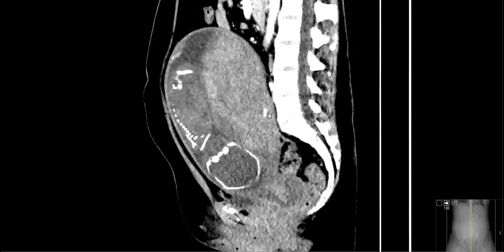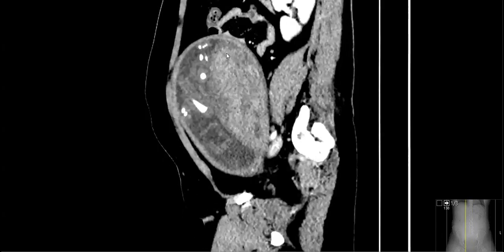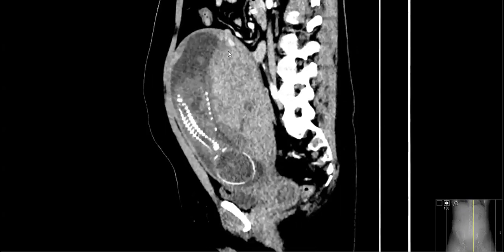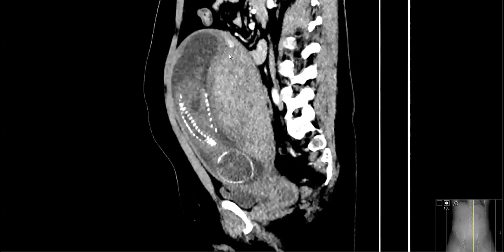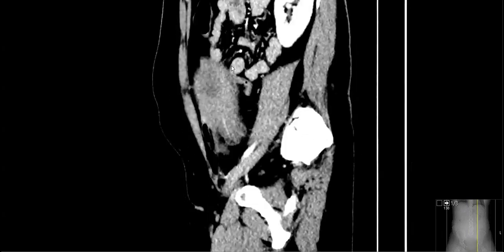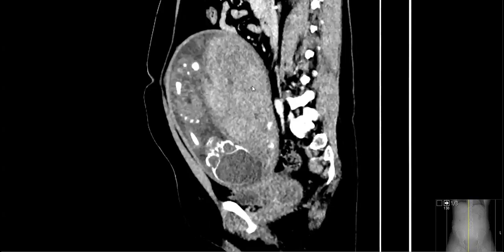And then there's this pooling of blood here with contrast extravasation. And in the top part of the placenta here, we see there's this pooling of blood between the interface of the placenta and the posterior wall of the uterus, consistent with active bleeding within the placenta. So this was a case of placental abruption detected on CT.